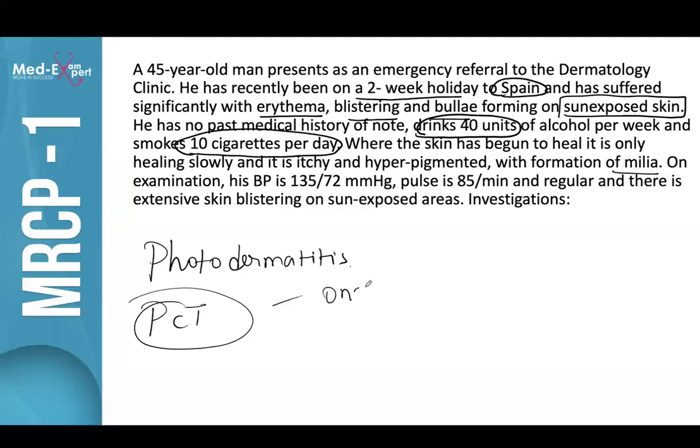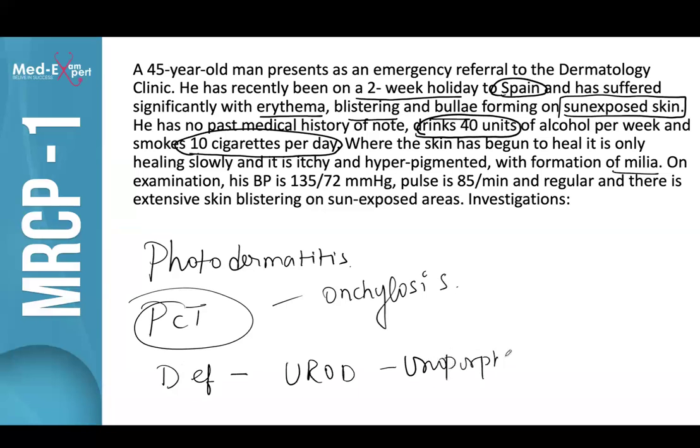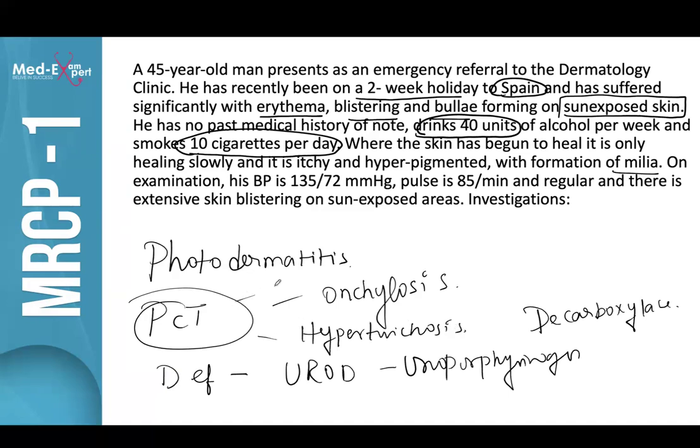So many other things you should know. It can also precipitate onycholysis. Next, it is due to deficiency of the enzyme uroporphyrinogen decarboxylase. There can also be hypertrichosis. It can also cause hepatic fibrosis.